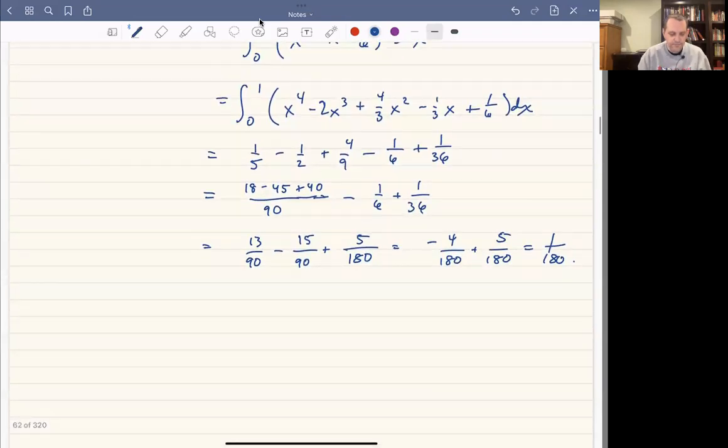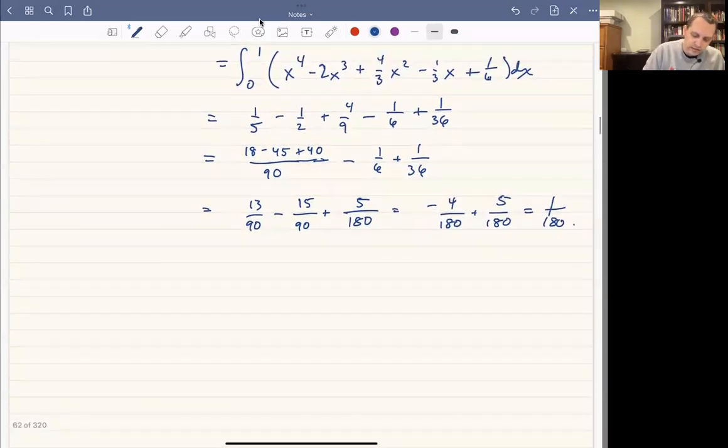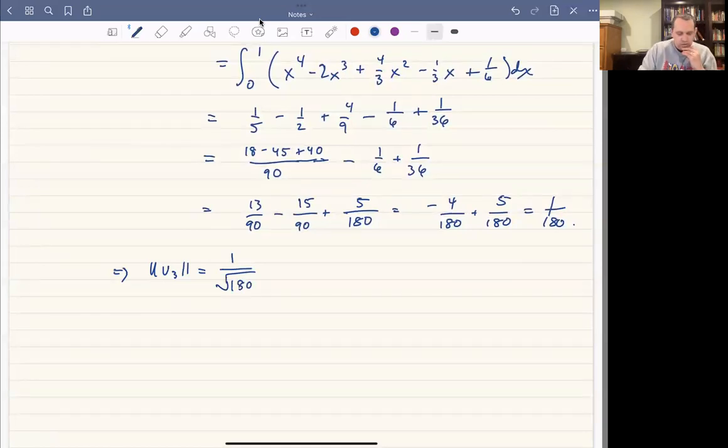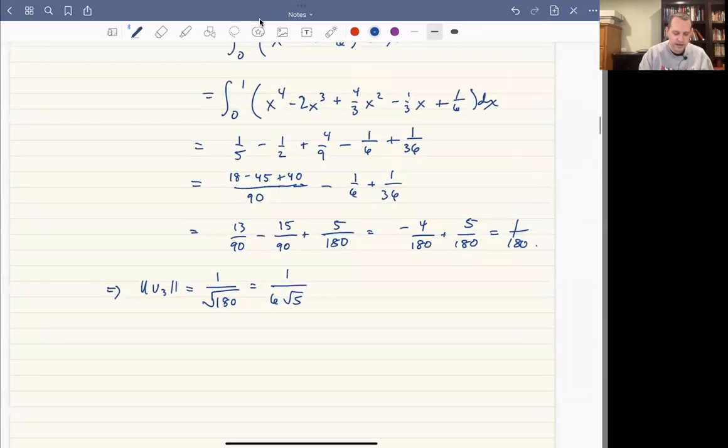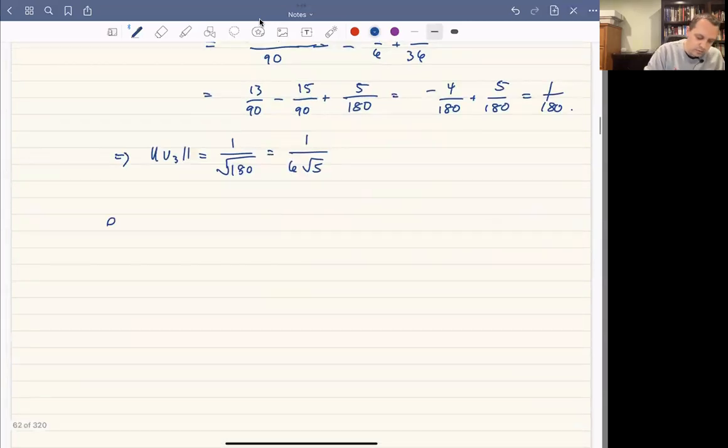Okay, so there we go. So the norm of the vector u2 squared is 1 over 180. That means that the norm of the vector is 1 over the square root of 180. The largest square that we can bring out is, we can definitely factor out a 9 and 4, so 36. So this is going to be 1 over 6 square root of 5. Okay, and so now we're ready for the orthonormal part of this.